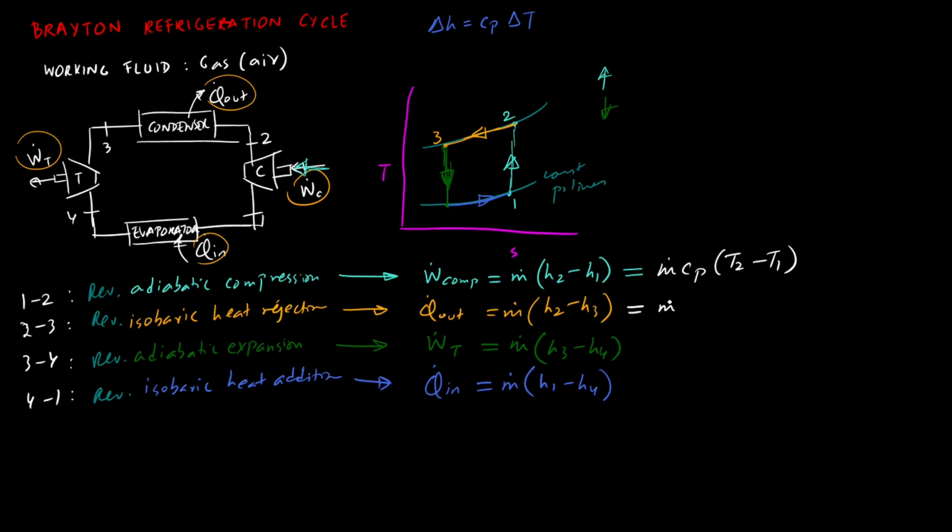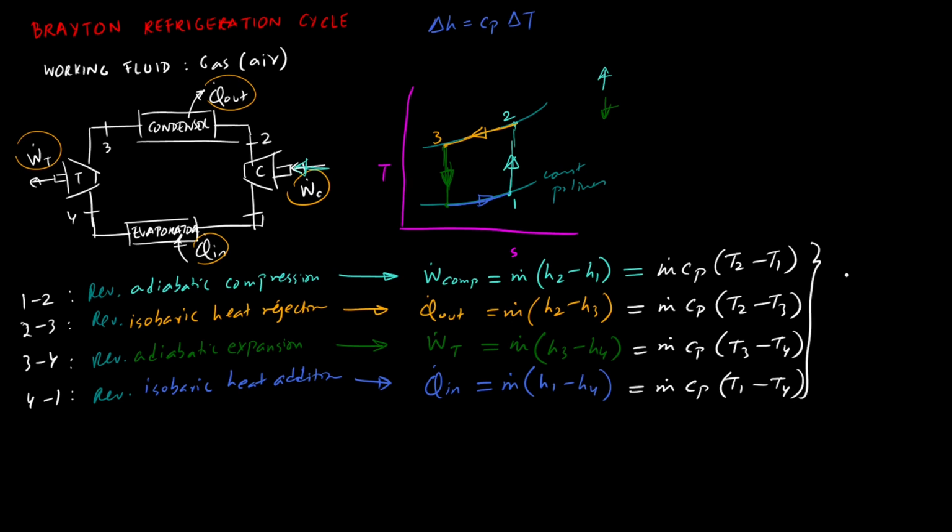And so I can write all of these just like that: m dot into Cp into T2 minus T3, m dot into Cp into T3 minus T4, m dot into Cp into T1 minus T4. Okay, so all of these are only valid if the working fluid is being treated as an ideal gas.